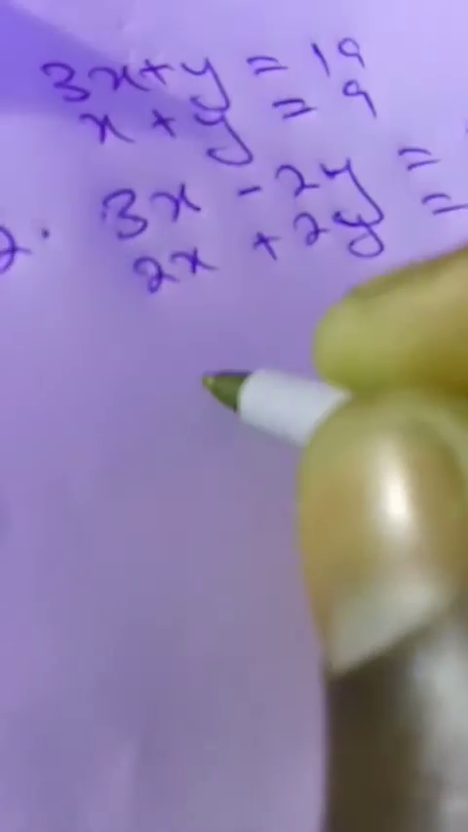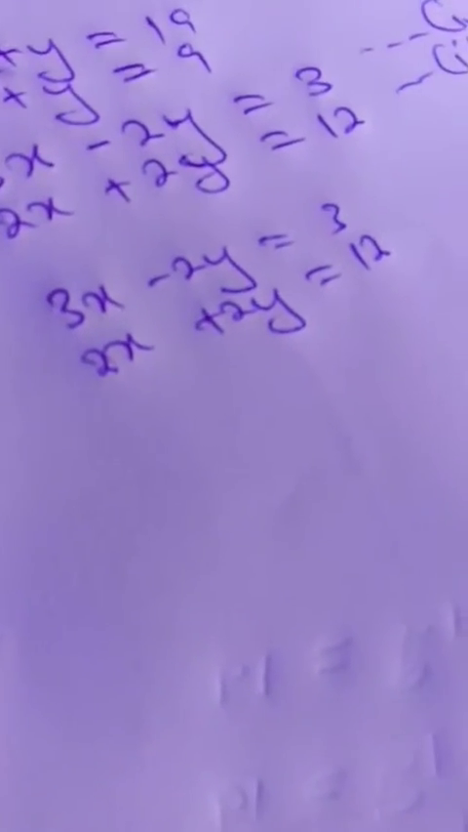Right, we have 3x minus 2y is equal to 3, and 2x plus 2y is equal to 12. So we are going to eliminate y again on this question. Even if you want to eliminate x, you must make sure that the coefficient of x is similar, so that you can easily eliminate x by either subtracting or adding. In this case, we are going to eliminate y.